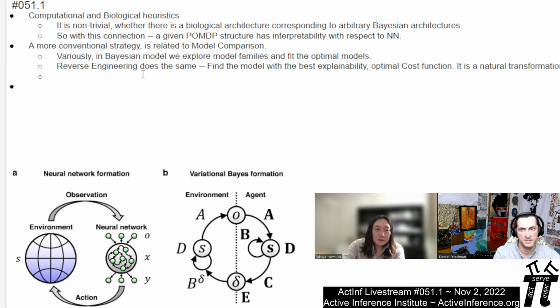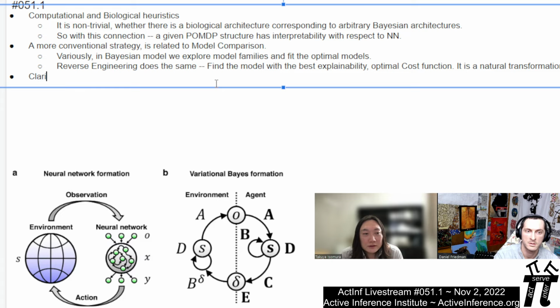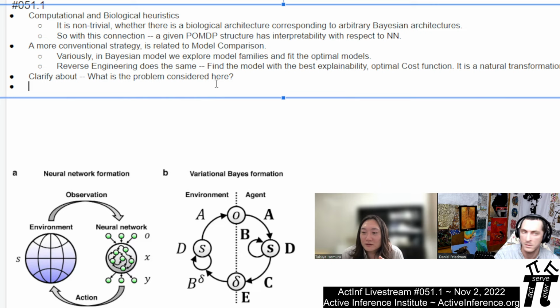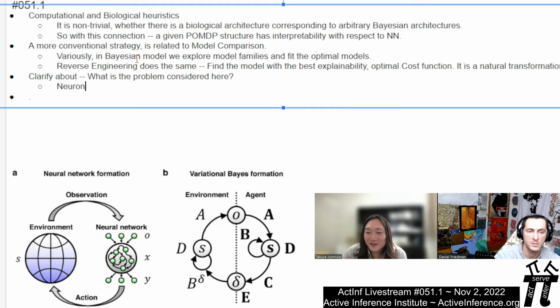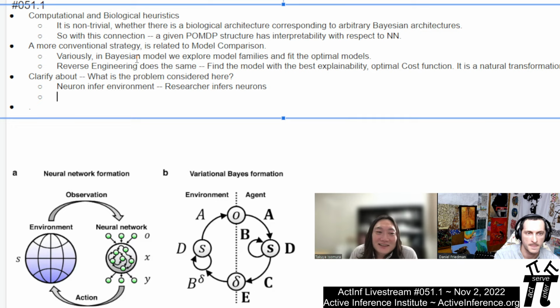So first, to address that, we need to clarify what the problem considered here is. This is the so-called meta-Bayesian problem, in the sense that researchers try to infer or estimate neural activity or brain activity, which infers the external world dynamics. So neurons or the brain infer the environment, and we researchers infer brain activity. So there are two-step Bayesian inference processes.